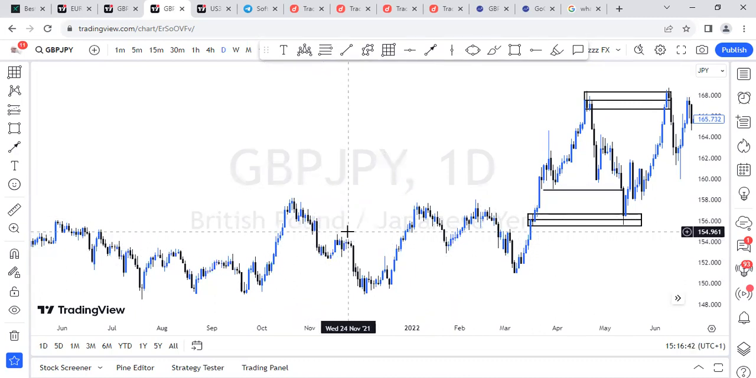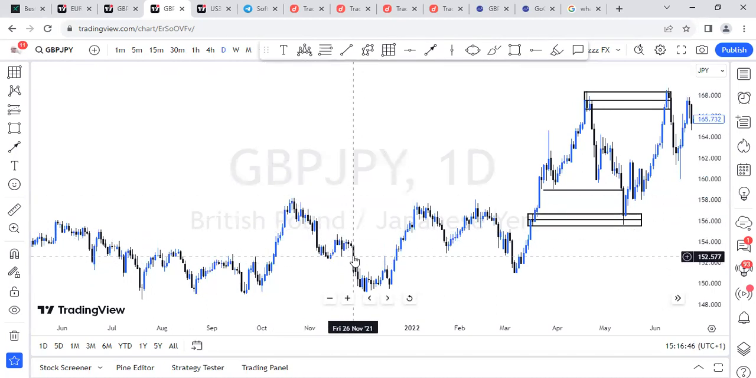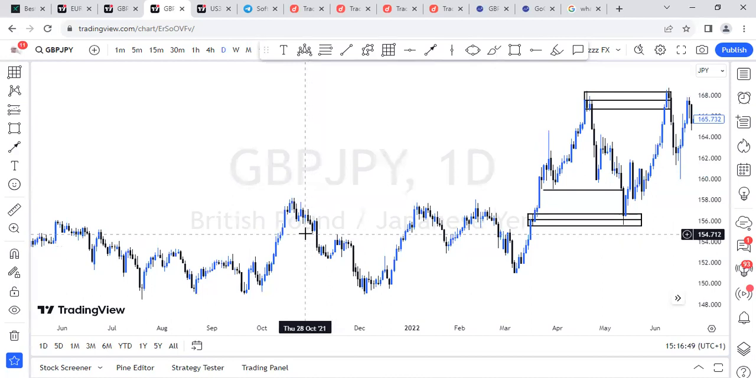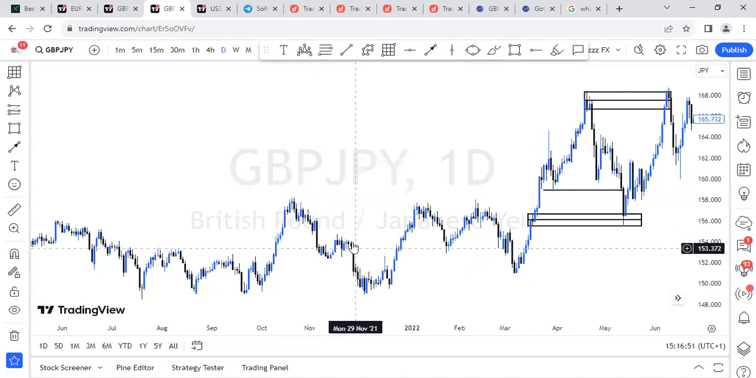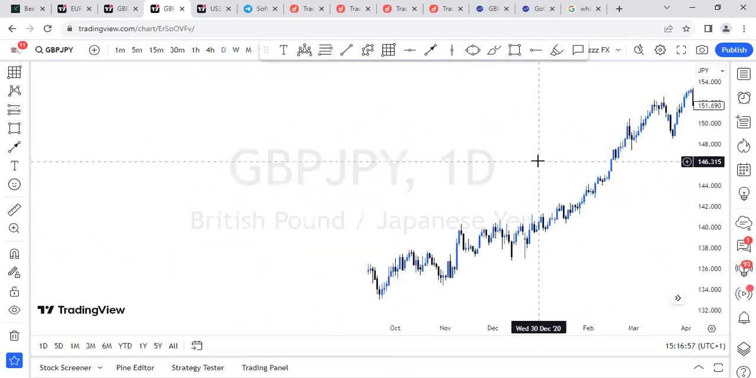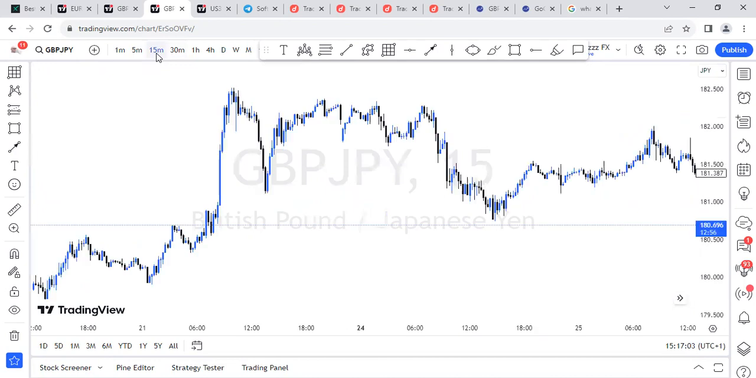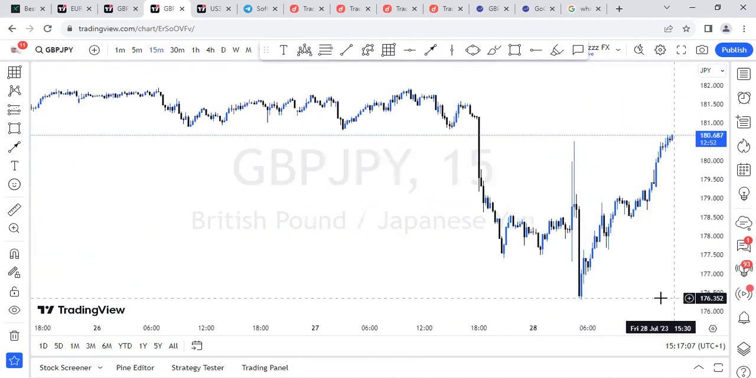You can use it as an entry. Assuming you have this push to the downside, you are looking for an entry. Look at this imbalance. Price will always return to fill an area of imbalance in the market. Let's go to another time frame, let's go to the 15 minutes time frame. It's on every time frame, like I said.